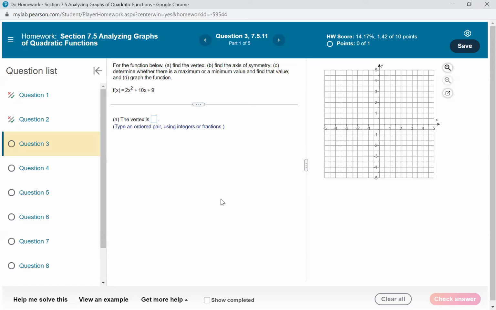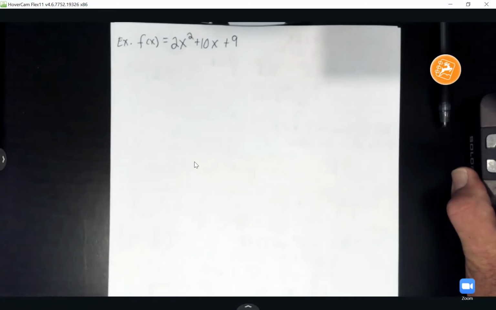Oh, and you know they would never give me the same numbers, right? So here we go. F of X equals 2x squared plus 10x plus 9. So first I'm going to find negative b over 2a. So let's find our points on this one. And then I'll show you how to graph this in MathLab, okay?